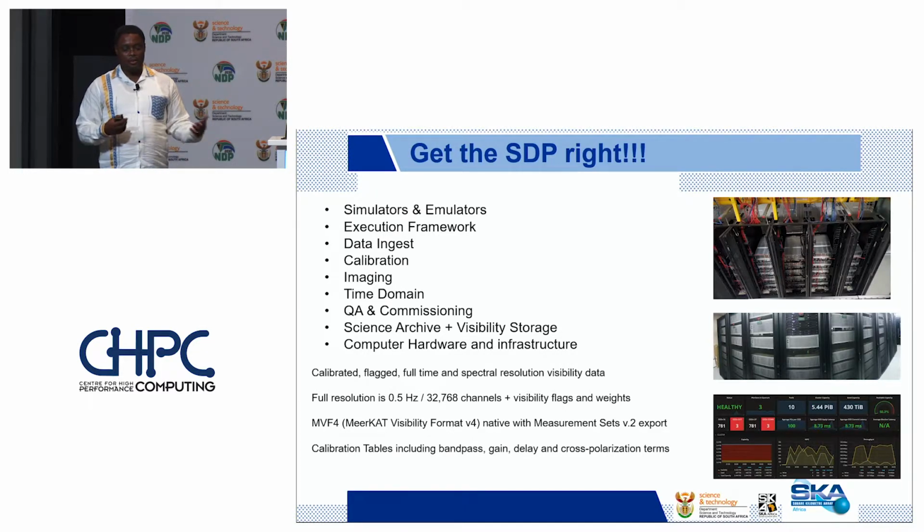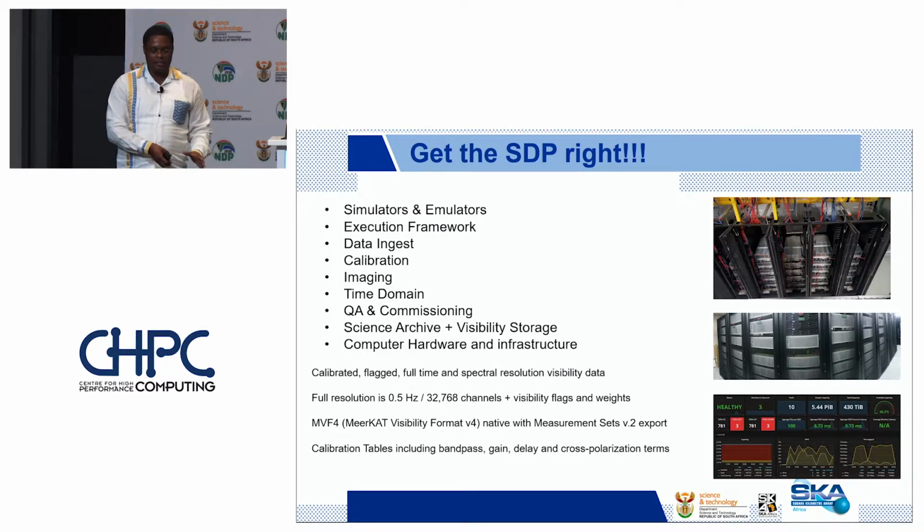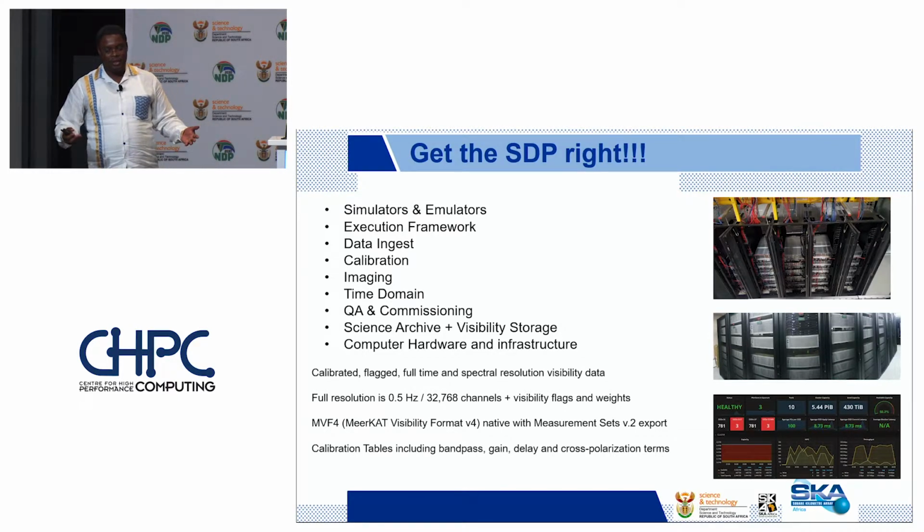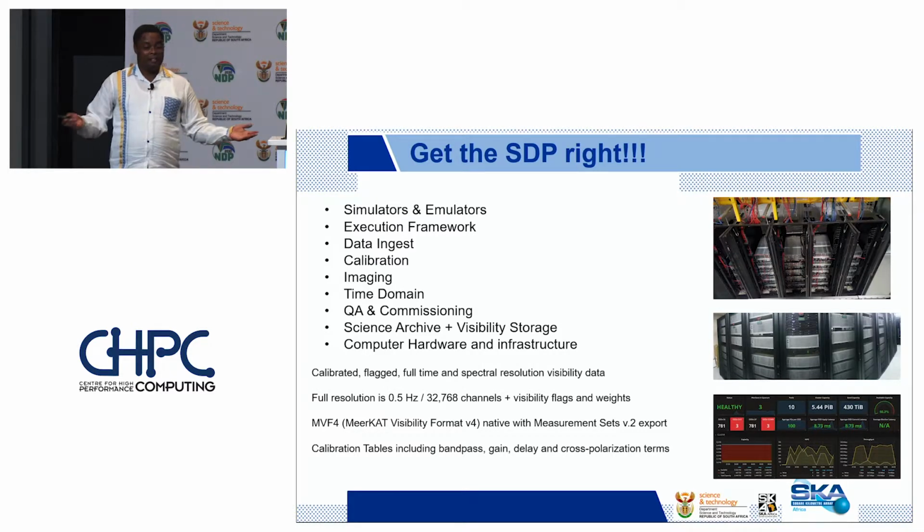QA and commissioning, that's quality assurance. Commissioning is our ability to tell you what the characteristics of the telescope are at a given time or during a specific observation. It changes all the time. It's quite a complex instrument, affected by weather, affected by all sorts of factors.